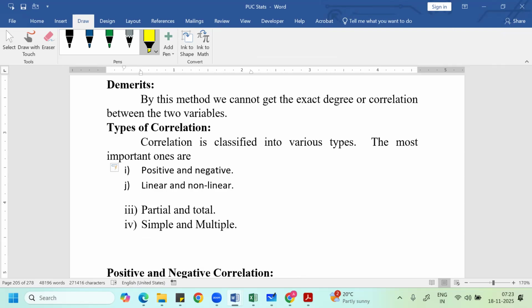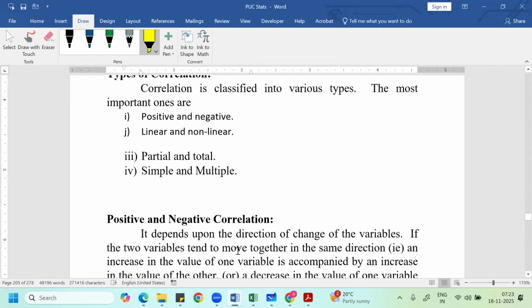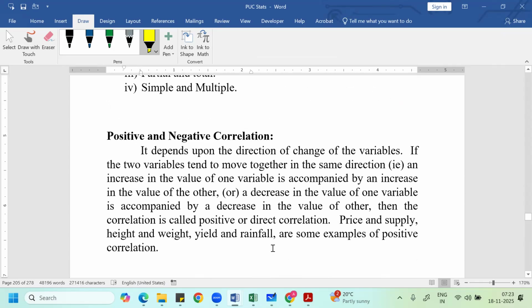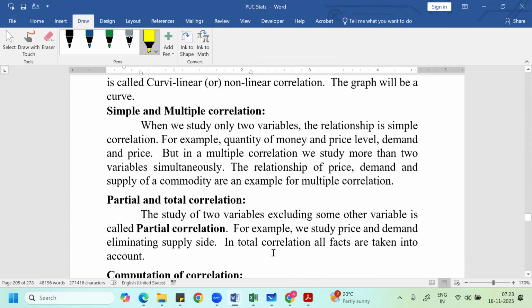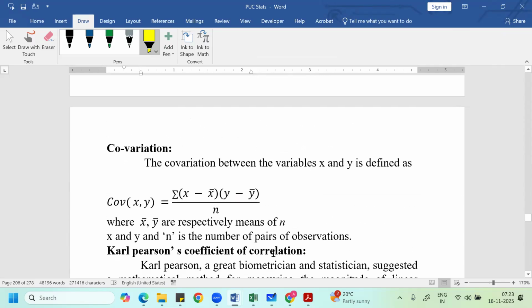Linear means a straight line relationship. Non-linear means zigzag kind, where there's no relation you could establish. Maybe it's a parabolic relationship, or maybe a hyperbolic relationship, then it's a non-linear relationship. Different types of correlations are there: simple, multiple, partial, total. And you have to read it. I will not discuss much theory here. You have to read them to have more idea about this.